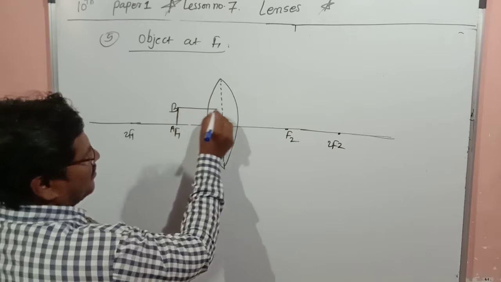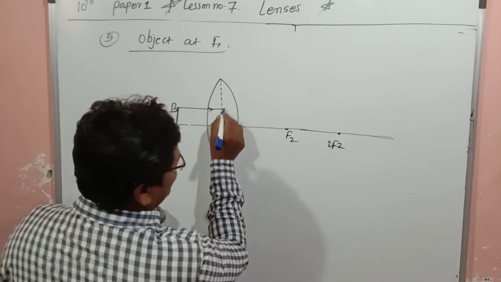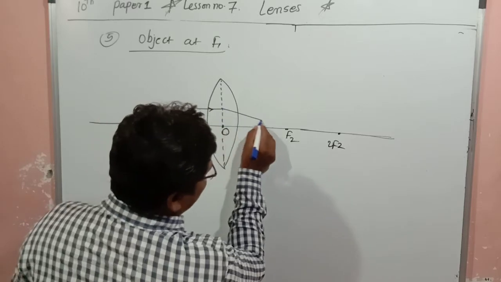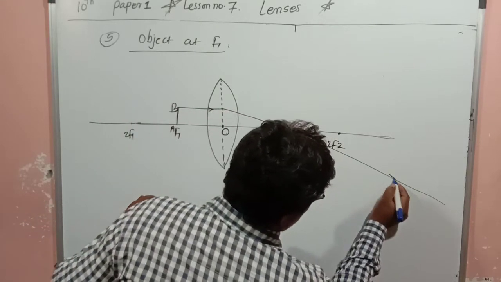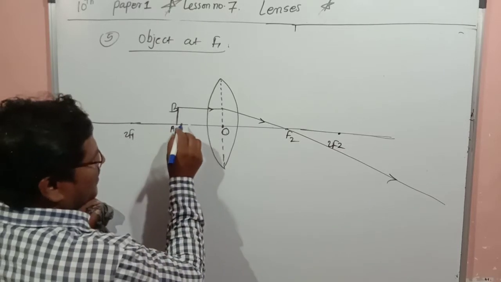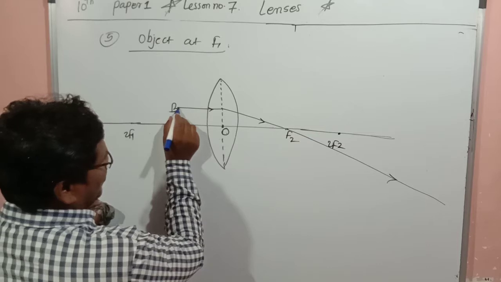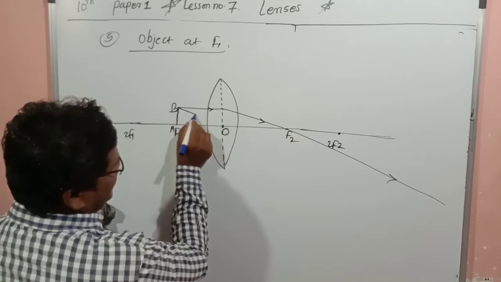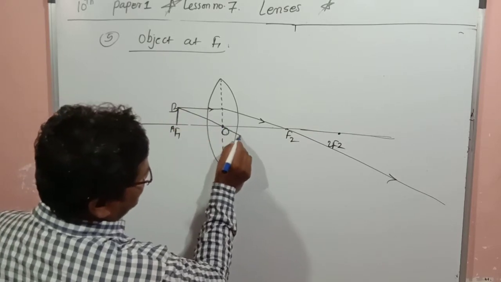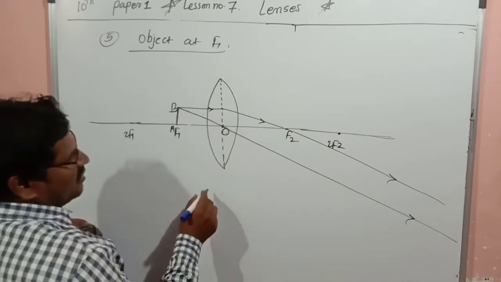Suppose A, B is the object. So the first light ray goes parallel to the principal axis. After refraction it passes through the principal focus. Another light ray is going through the optical center. So what will happen now?